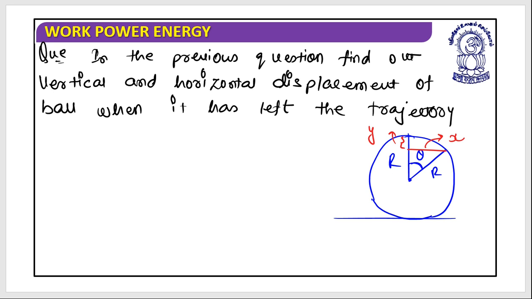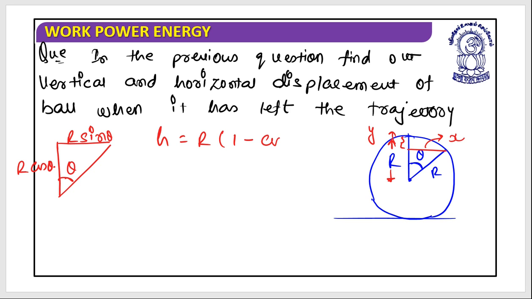So the situation is, let me redraw this: this is theta and this complete length is r. This would be r cos theta, and this would be r sin theta. So h, that is the vertical displacement, is r into bracket 1 minus cos theta, and x, the horizontal displacement, is r into sin theta.